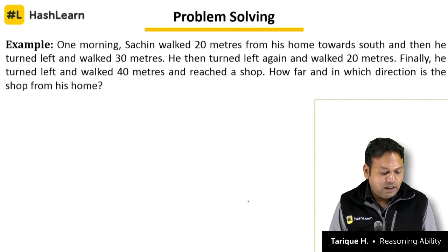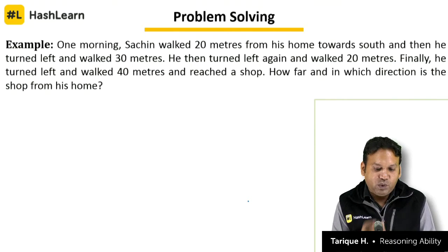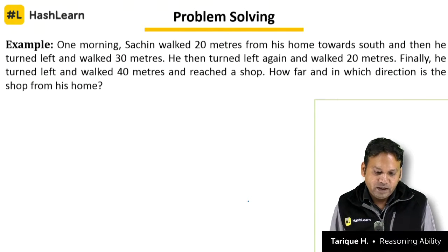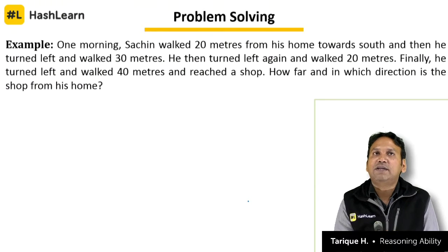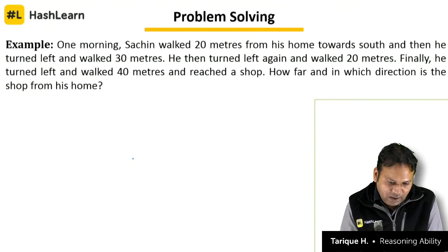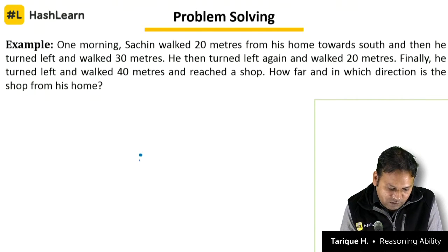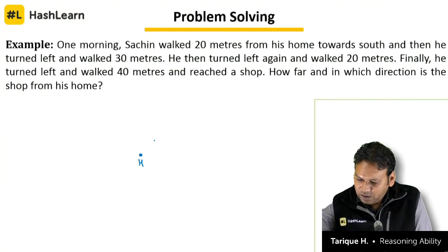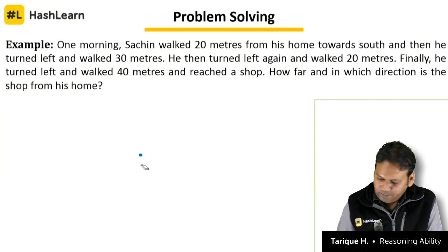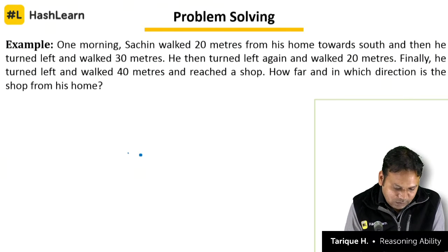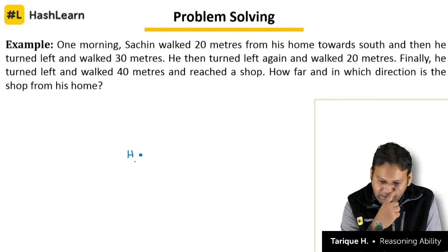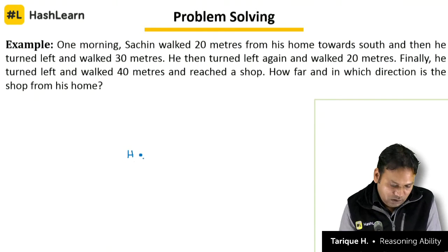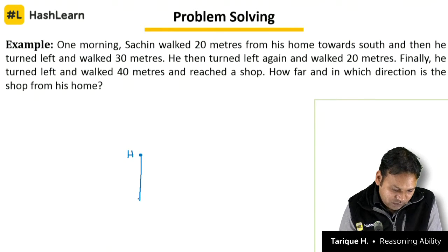Alright. Now let's see the next question. One morning Sachin walked 20 meters from his home. So similar question. Most questions are of this type only. Sachin walked 20 meters from his home towards south. So let's say this is his home. He went 20 meters from his home towards south. So 20 meters south.